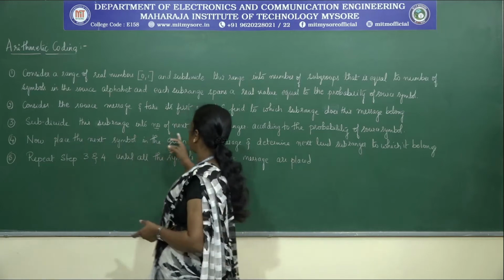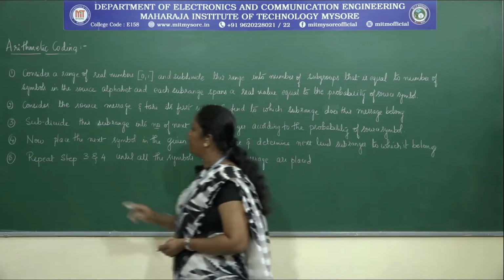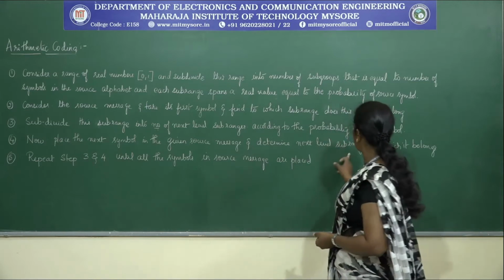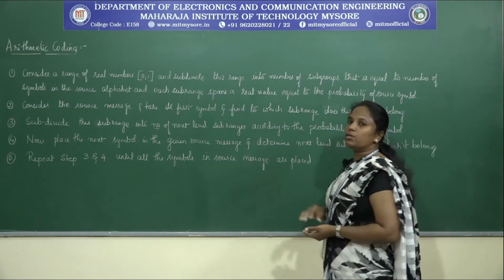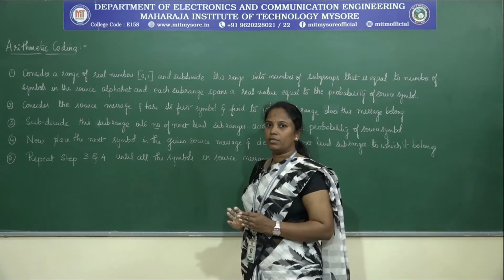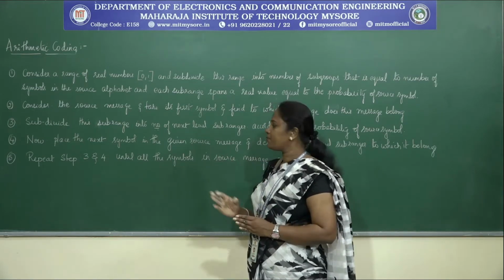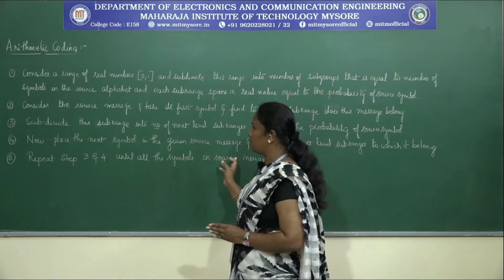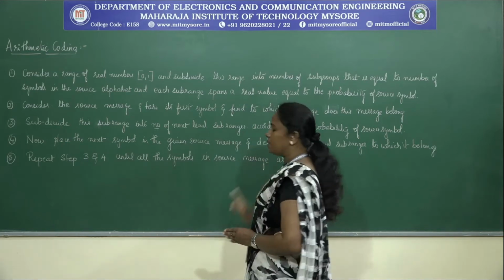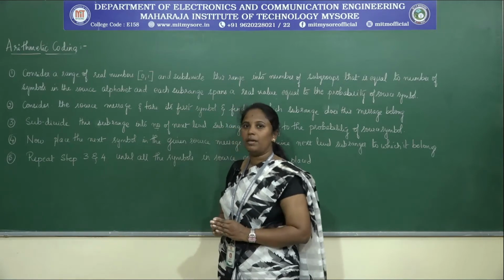Subdivide this subrange into next-level ranges according to the probability of the source symbols. Then place the next symbol in the given source message and determine the next-level subrange to which it belongs. So this subdivision will be done depending upon the character you need to encode. The subdivision is performed until all the symbols in the source message are placed, that means until the whole given string is completely encoded.